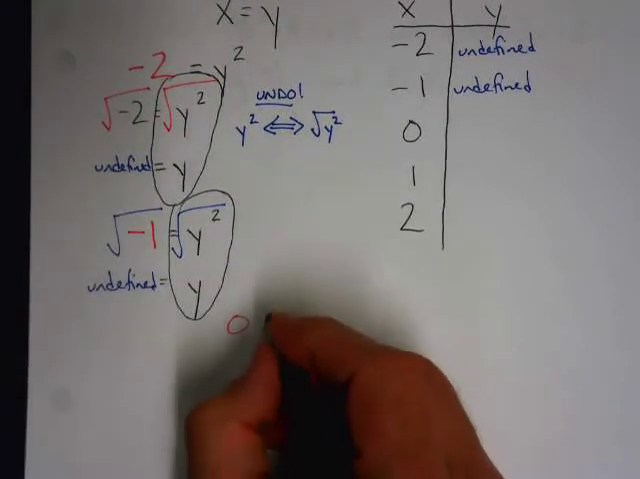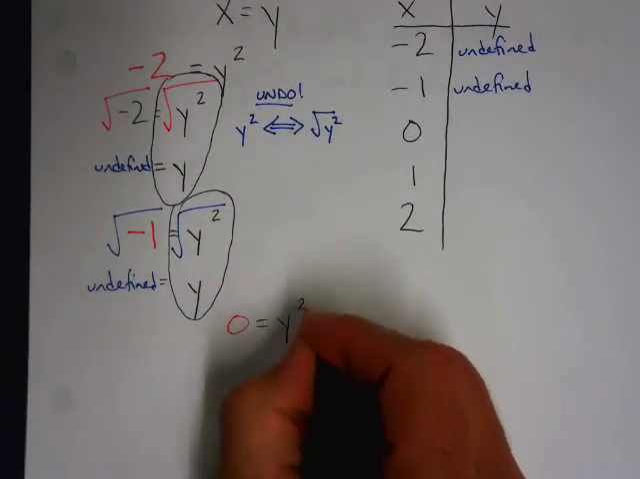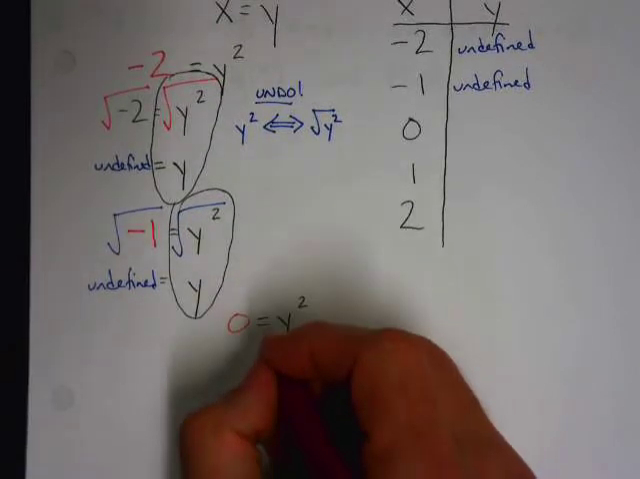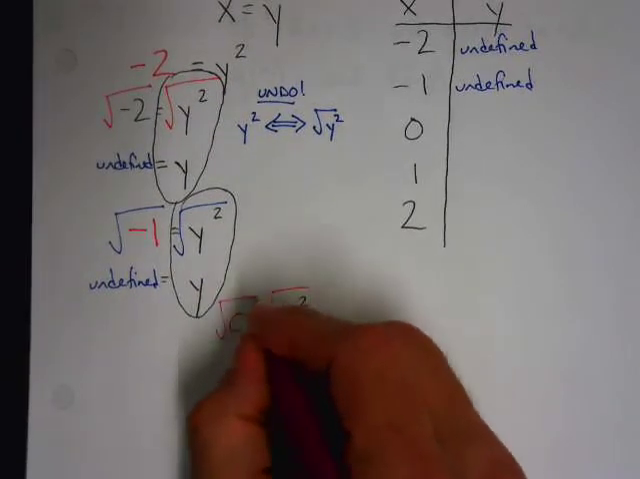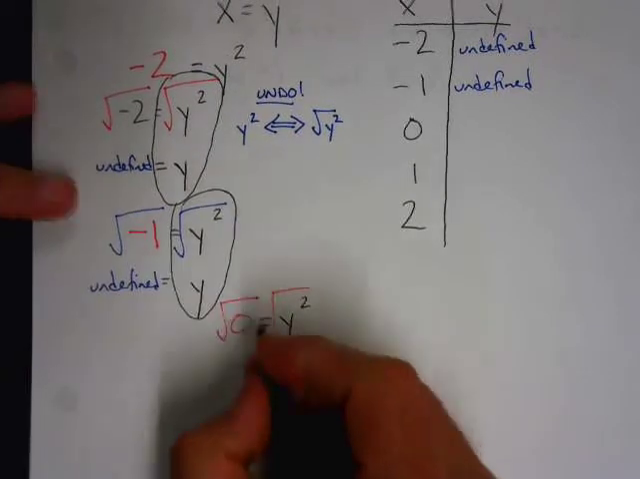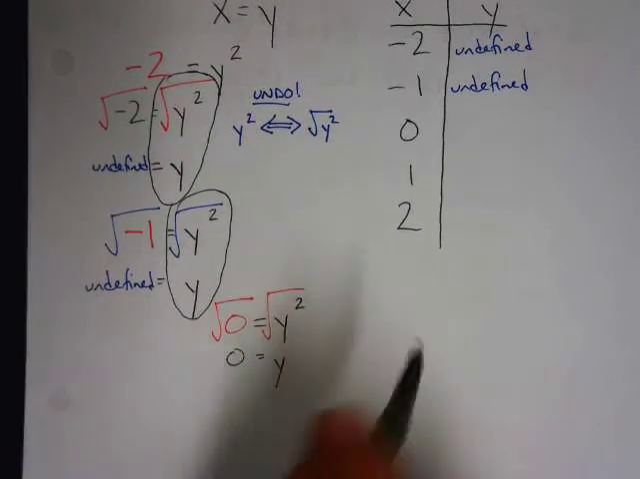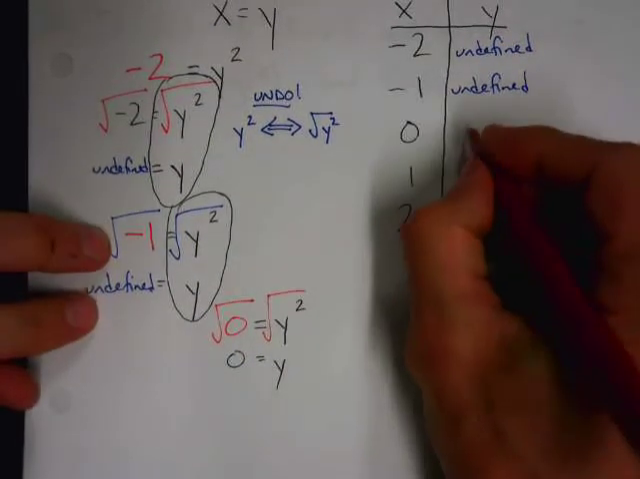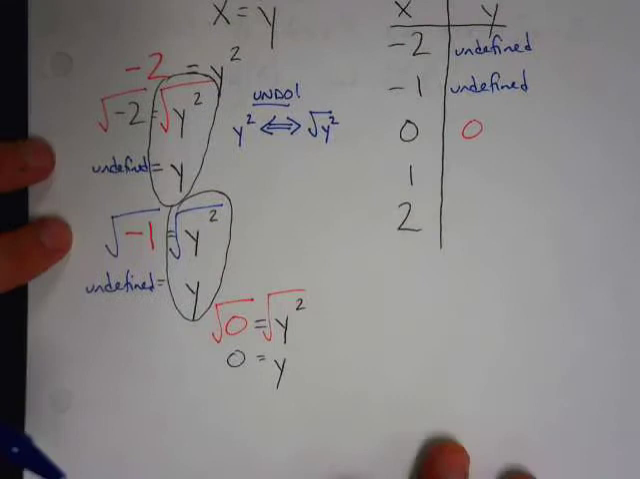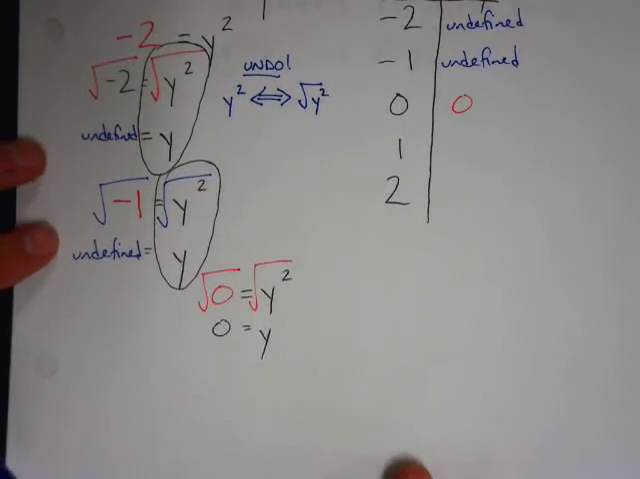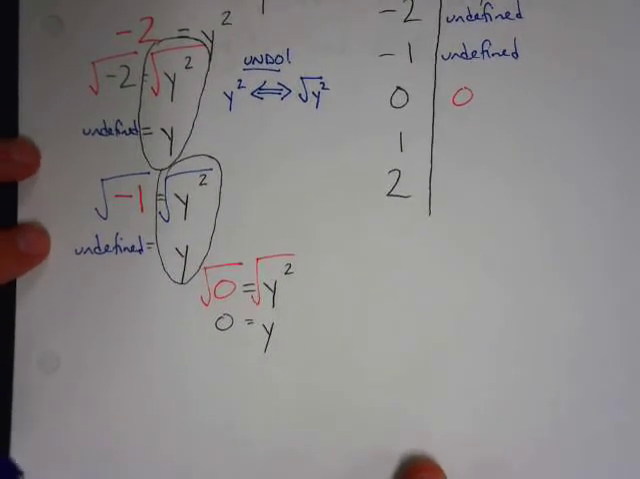So if we have 0 for x, that's going to equal y squared. And then we can take the square root of both sides. And it turns out that y is equal to, and guess what? We can take the square root of 0. The square root of 0 is 0. So if we plug in 0 for x, we get 0 for y. That's helpful because check this out. Some cool stuff is about to occur.